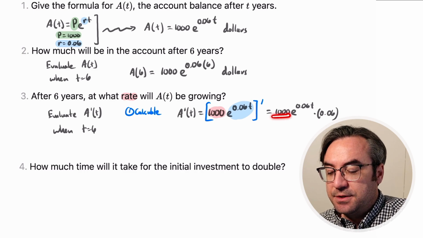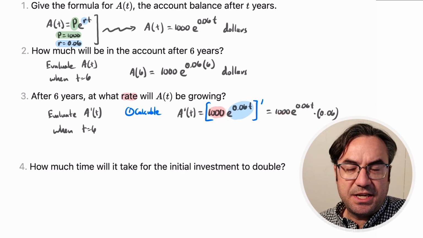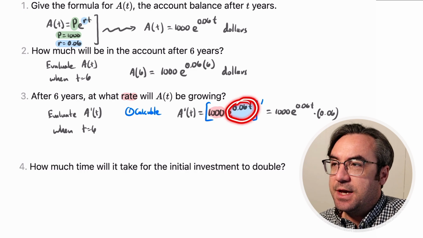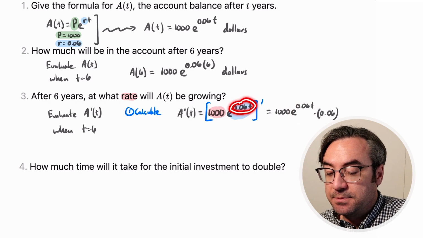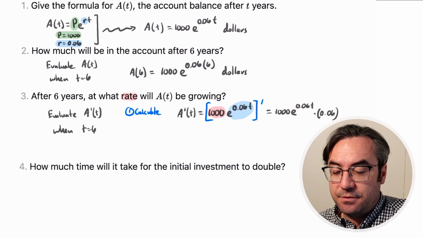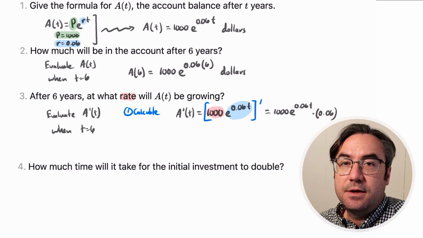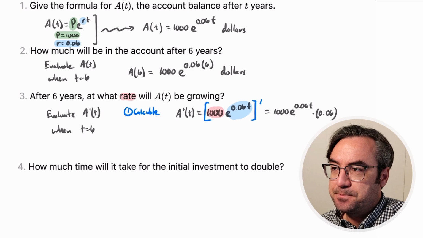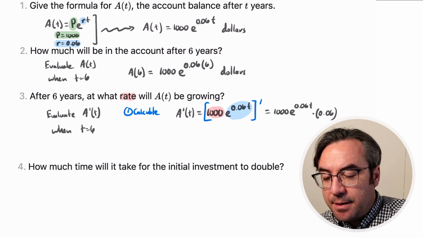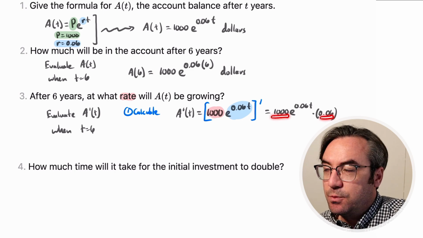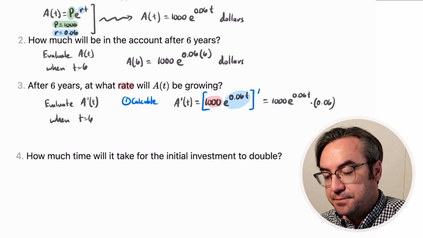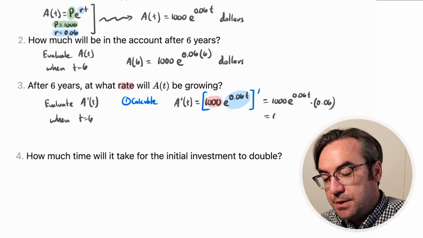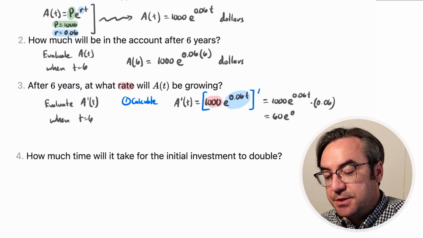So again, the 1,000 constant multiple stays the same. The derivative of the exponential also stays the same. But then we multiply that result by the derivative of our exponent term. If we clean that up, 0.06 times 1,000 is just 60. So we get 60 e to the 0.06t.